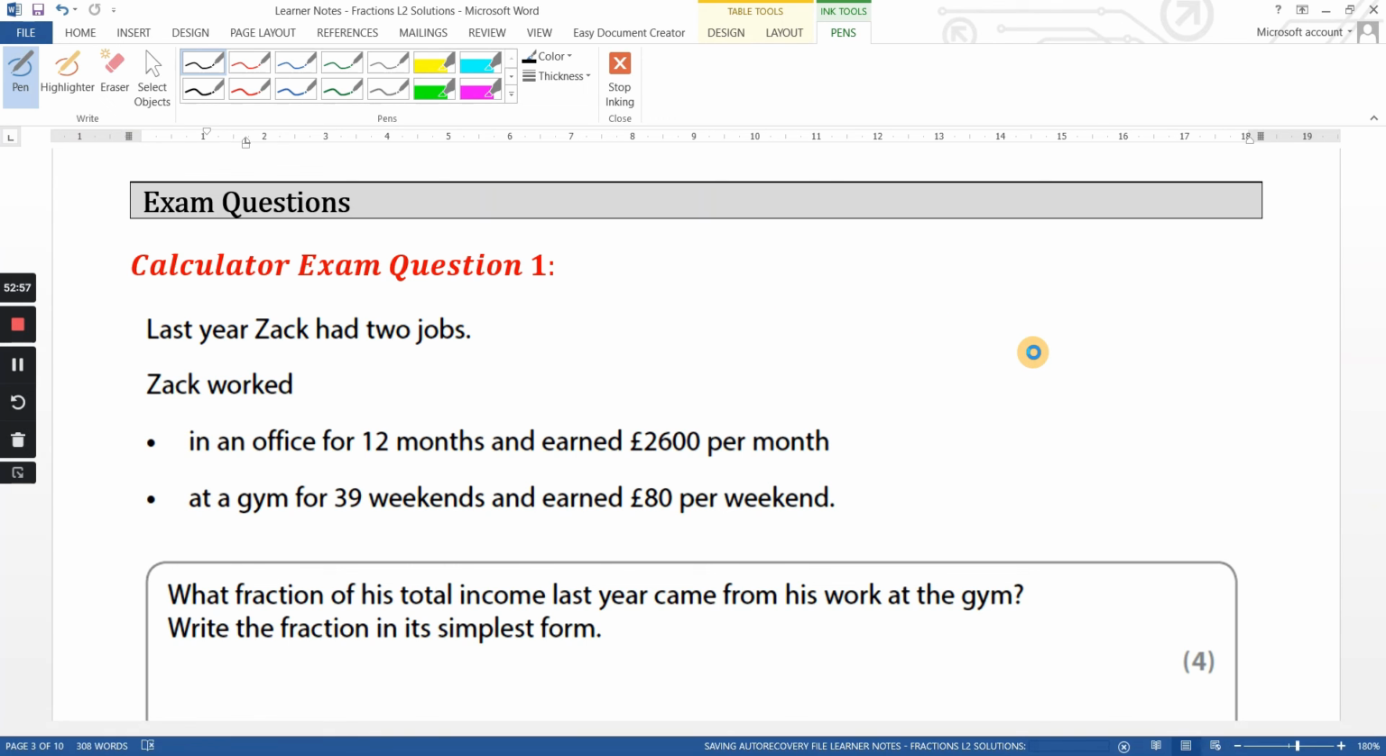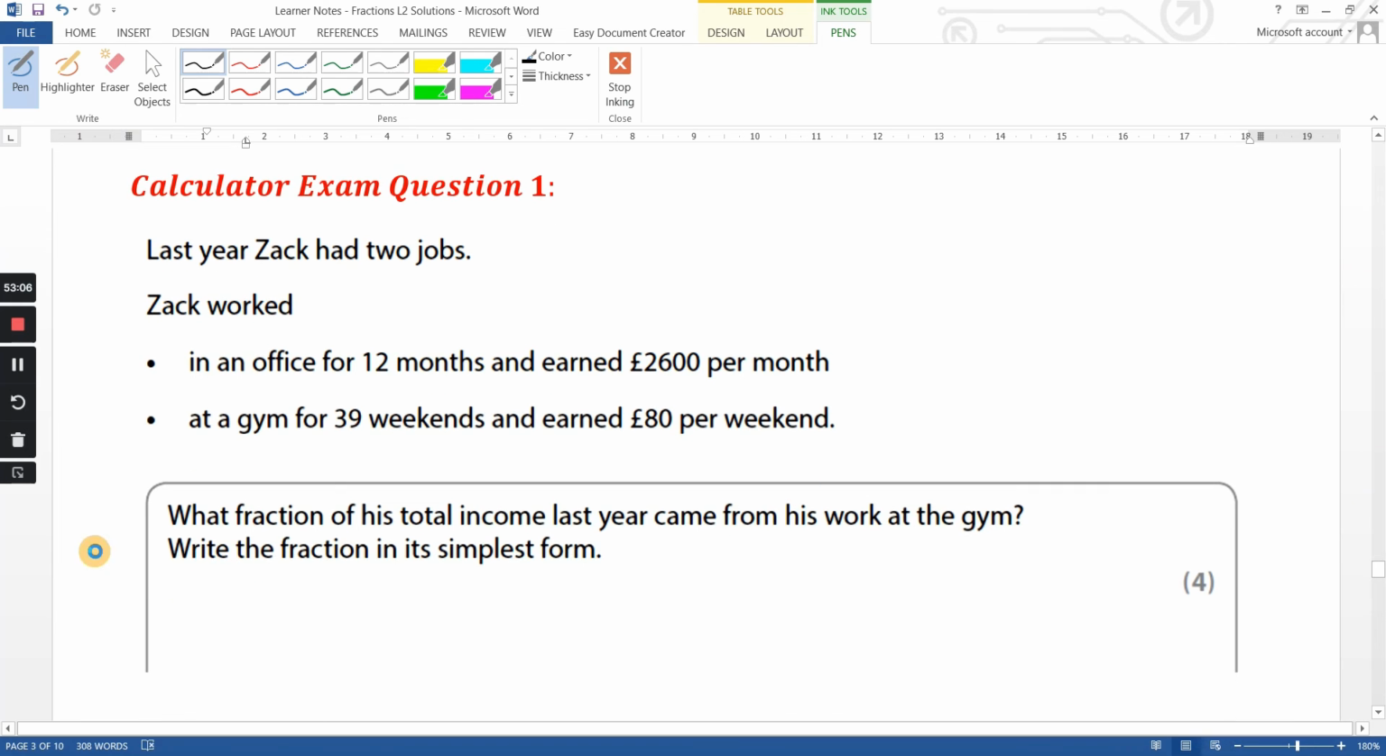Well, let's go through this one then. So last year Zach had 2 jobs. Zach worked in an office for 12 months and earned £2,600 per month, and at a gym for 39 weekends and earned £80 per weekend. What fraction of his total income last year came from his work at the gym?